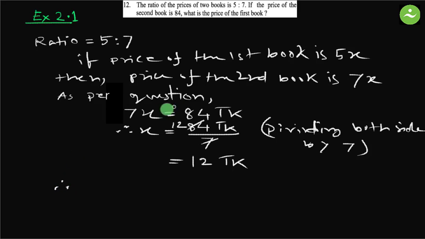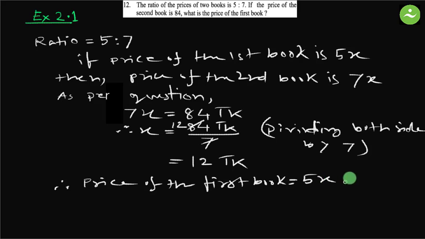Now we got x, so the price of the first book, that is 5x. Price of the first book equals 5x equals 5 multiplied by 12 taka equals 60 taka. That is the answer.